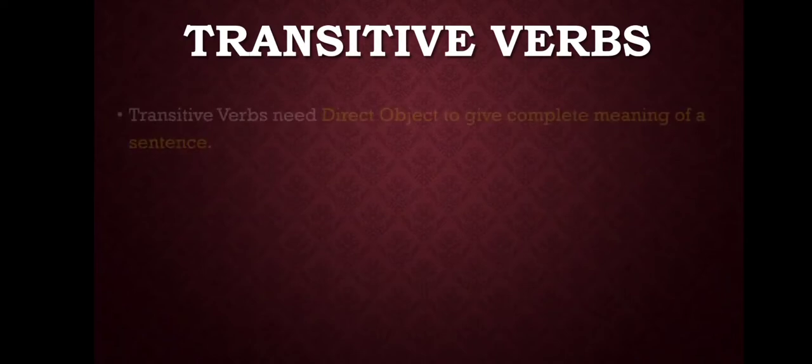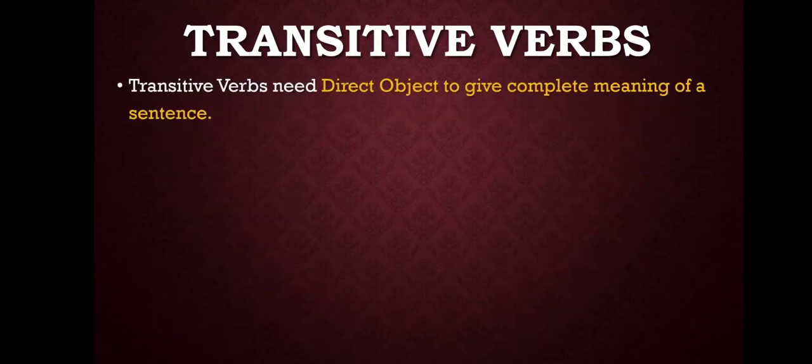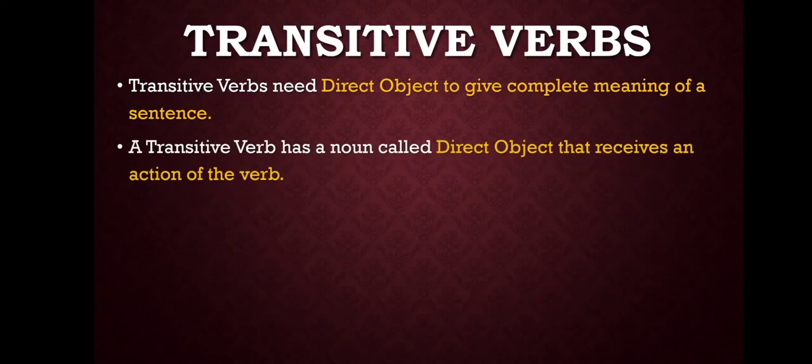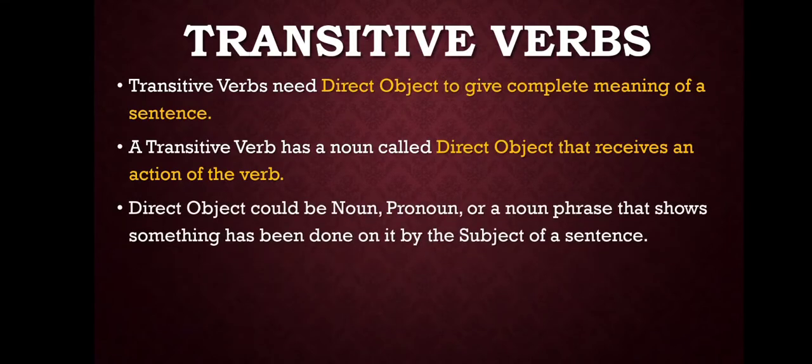Next is transitive verbs. Transitive verb is a type of action or main verb. Transitive verbs need a direct object to give complete meaning of a sentence. If you want to give a complete meaning to your sentence, then this action verb or transitive verb would be helping you a lot. A transitive verb has a noun called the direct object that receives an action of the verb. A sentence would not be complete if you would not add a direct object after the verb in your sentence to give a complete meaning.